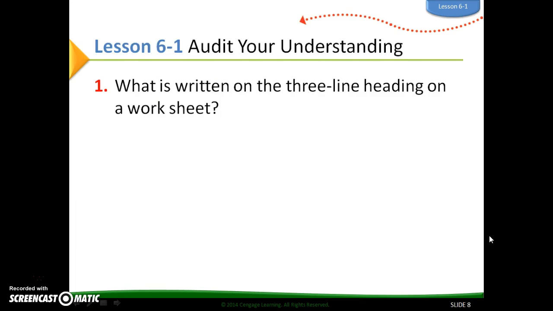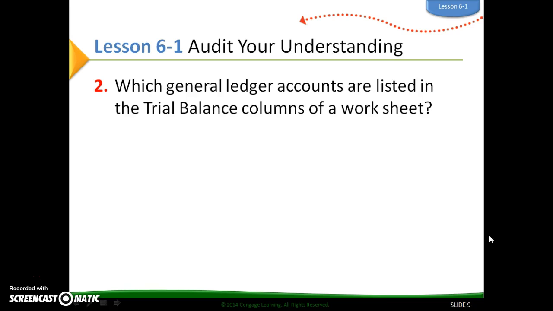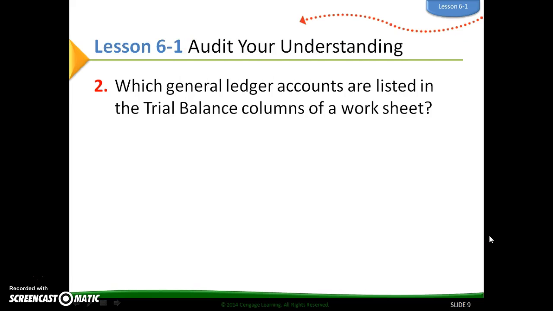Okay, so what information is written on the 3-line heading on a worksheet for the business? So what information goes on line 1, line 2, line 3? Which general ledger accounts are listed in the trial balance columns of a worksheet? And you want to make sure that you're thinking through this information. After you're done, go ahead and complete the form online to make sure you have the questions answered. And then you want to proceed and do the work together and on your own for 6-1.